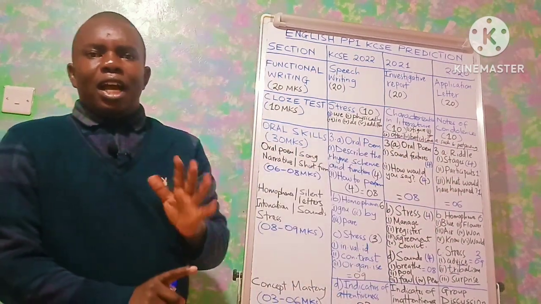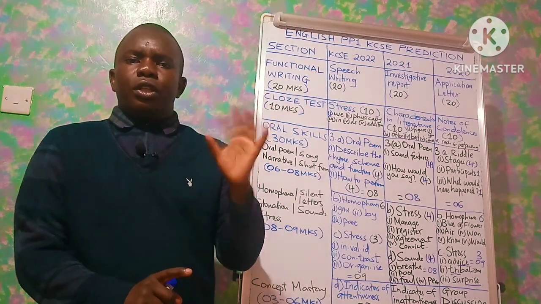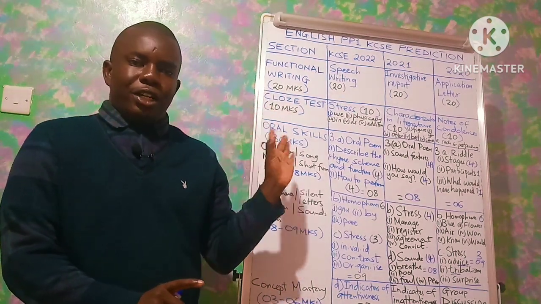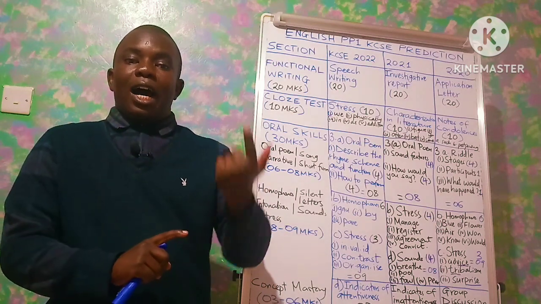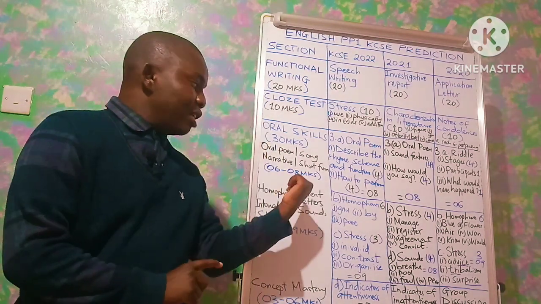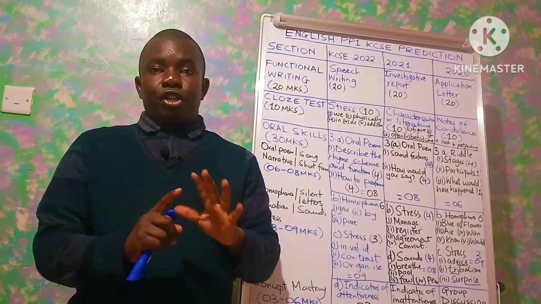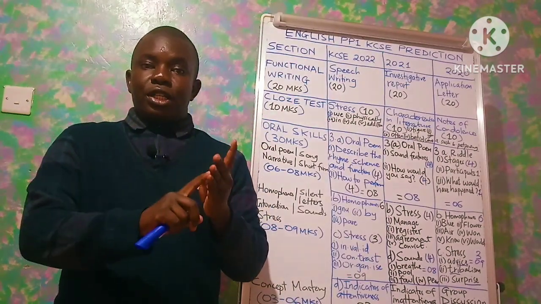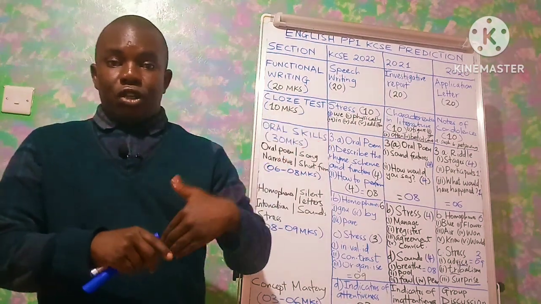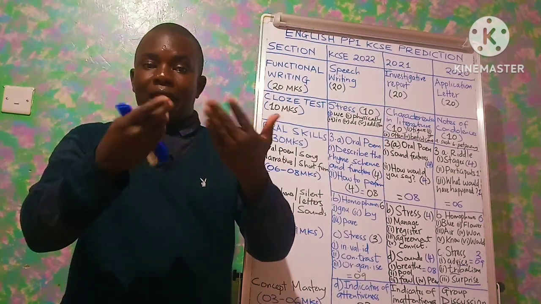So there are only 4 options, oral alternatives that can be here. Either an oral poem, an oral song, a narrative, or the short form of oral literature. Short forms are only 4: proverbs, tongue twisters, puns, and riddles. So you need to prepare well in these.